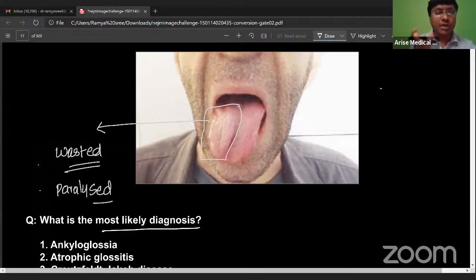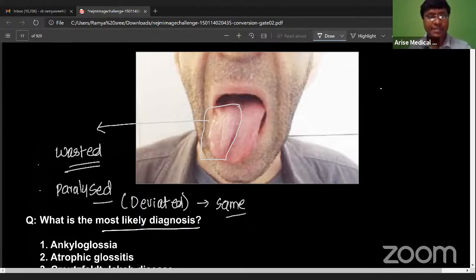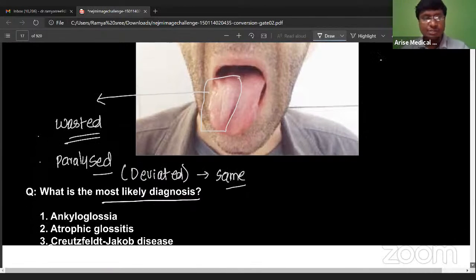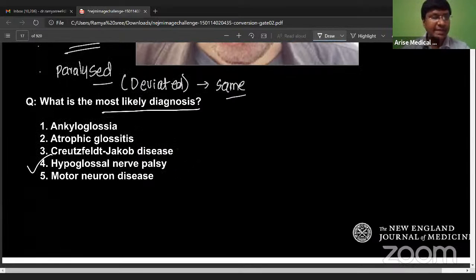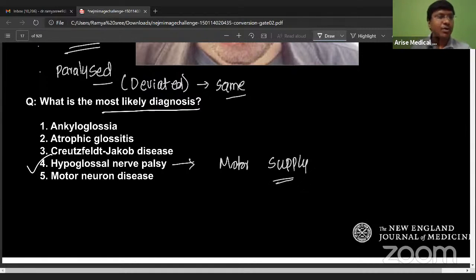So on whichever side the tongue is paralyzed, the tongue is deviated towards the side of paralysis. Towards the same side of the paralysis. Now, how can you tell that it is the hypoglossal nerve injury? Because it is your hypoglossal nerve which is the motor supply to the tongue.